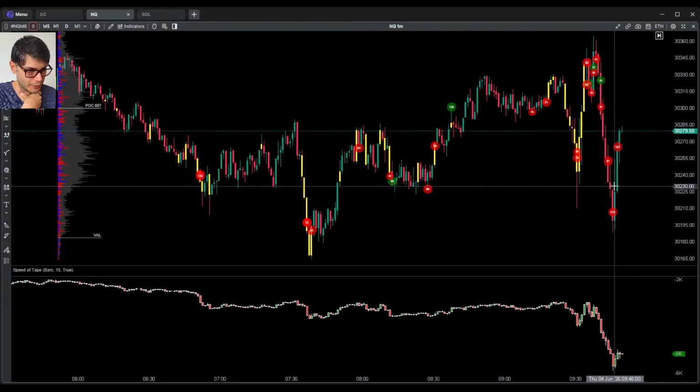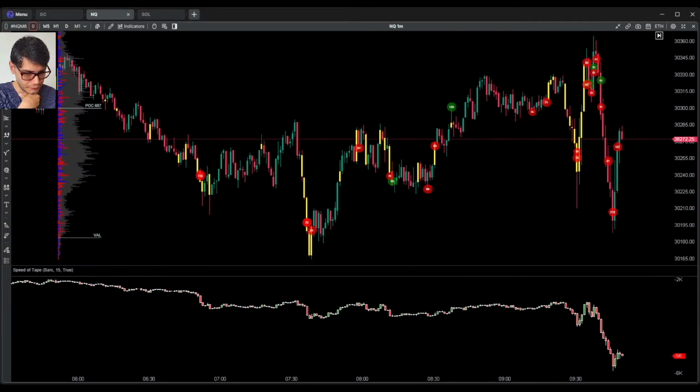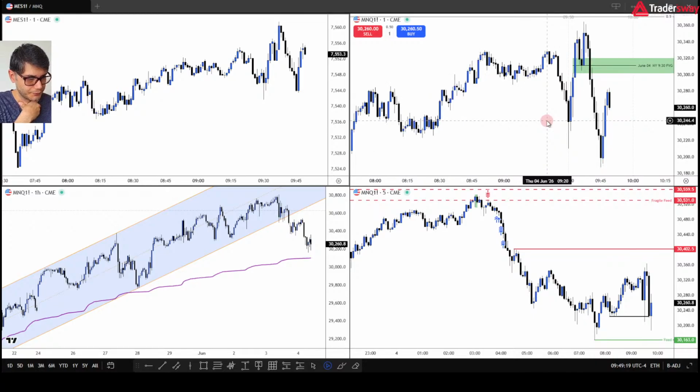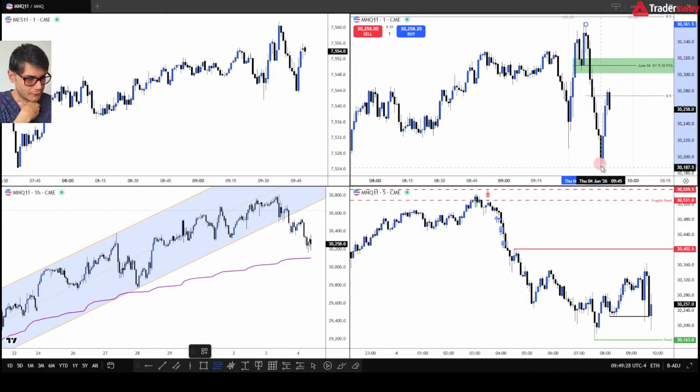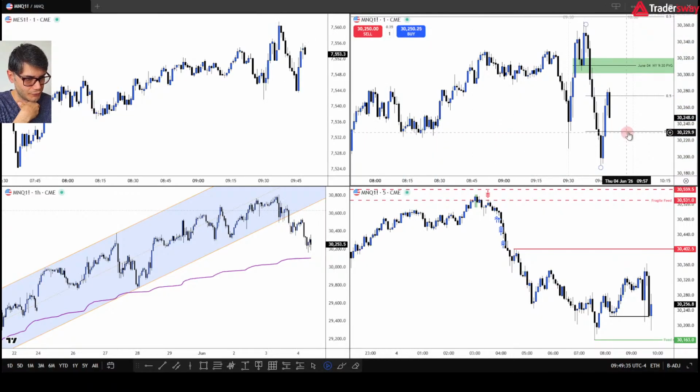We have one inverted fair value gap, getting ready to go long on Nasdaq. For me to go long on Nasdaq, I need a few confirmations and a few considerations. I have a range here. I have one range in here, 25%, 75% is the discount.